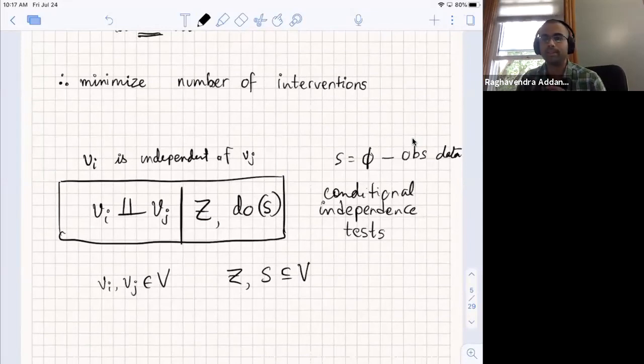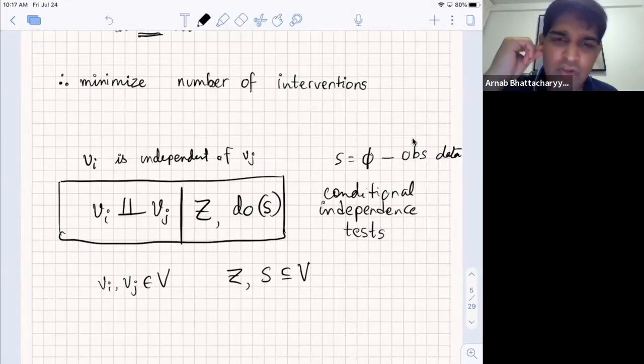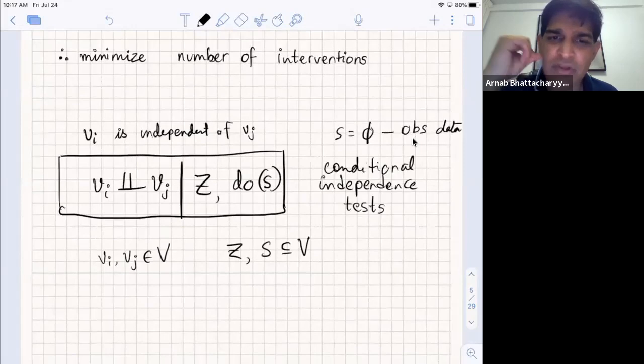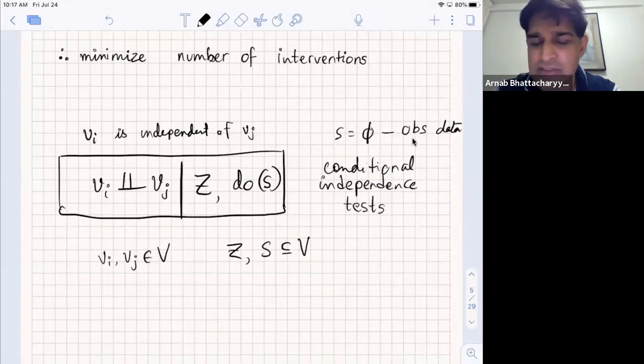We assume that these tests are free. We do not charge anything for these tests, and we also assume that ideally our algorithms run in polynomial time, so they take polynomially many tests in the size of the graph. So it's not only the size of S, but also the size of Z you don't consider. So you can condition also on it.